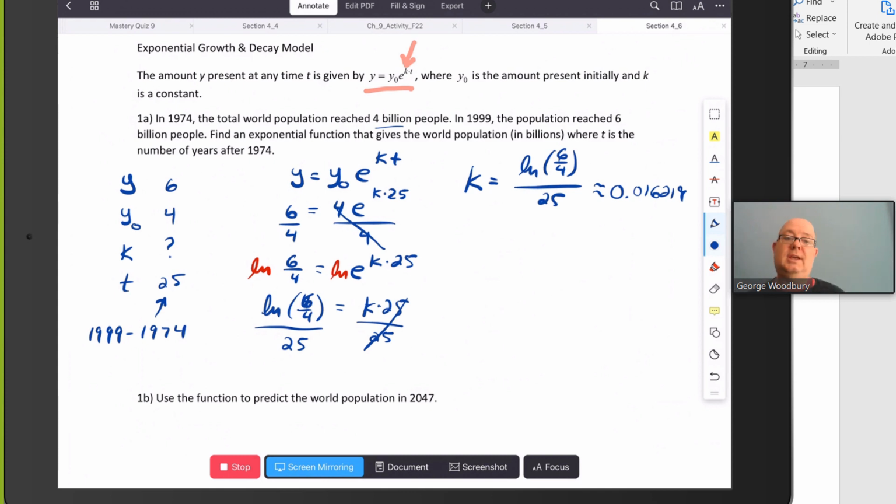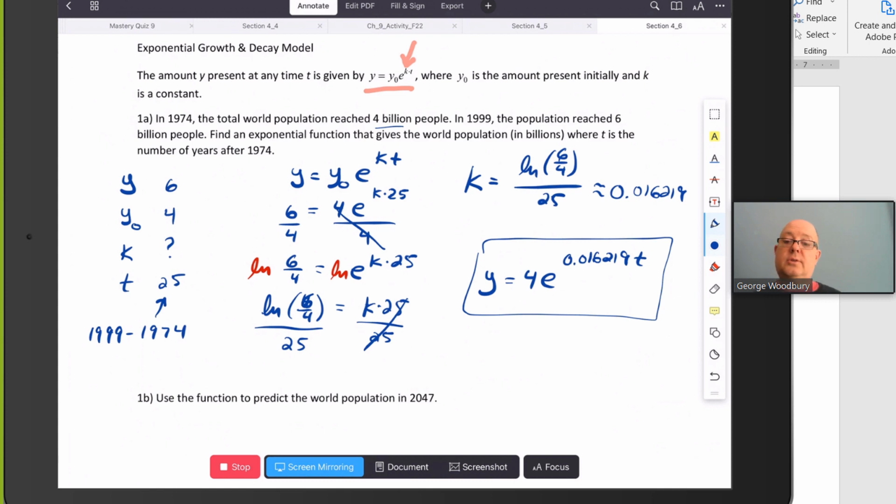Now that's what we need to start the problem. Now we can actually solve problems based on this model. So again, the model is y equals 4e to the 0.016219 t. That is the model.